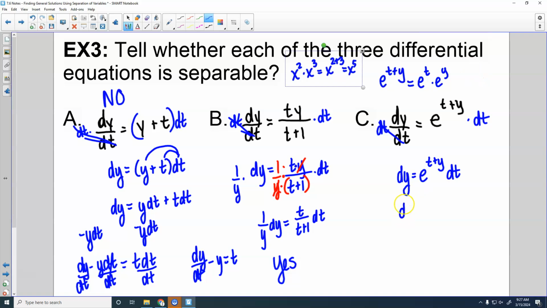So if I write it like that, e to the t times e to the y dt. Now I've got all that stuff multiplied together. Can I get rid of that e to the y? Divide it off. Divide by e to the y. You get dy over e to the y equals e to the t dt. All of your y's are on one side, all your t's are on the other.